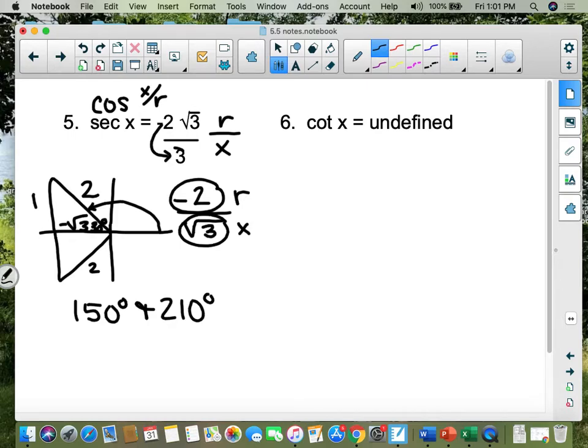Instead of doing cotangent, let's do sine of x equals a negative 1. Let's do that one instead. Sine of x equals a negative 1.